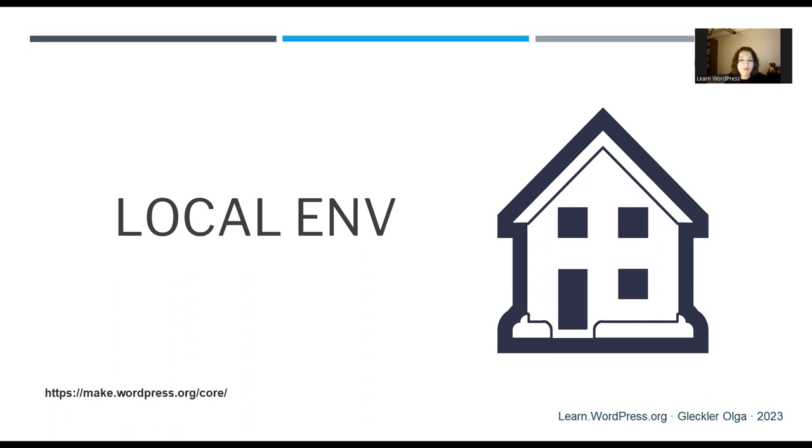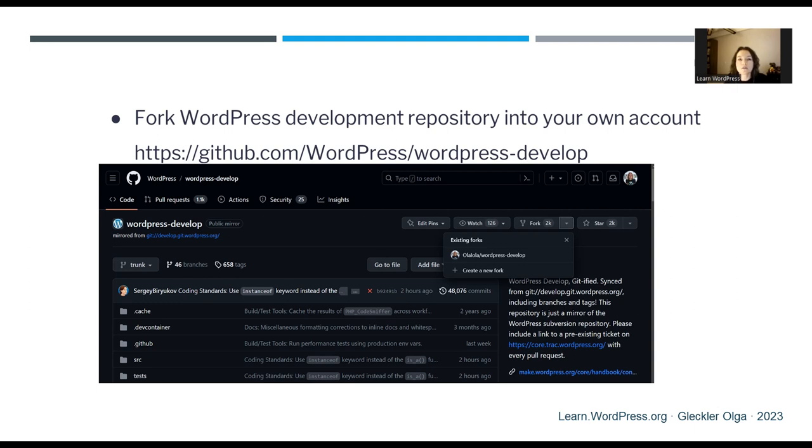And let's talk a bit about the local environment. I believe we will have another session purely about actually developing a patch, but right now I just want to have a quick peek. First of all, you need to fork the WordPress development repository into your own account. So you have WordPress develop and you can fork it. As you see, there are 2,000 forks already, and you can make your own. Yeah, it's a bit of a disadvantage if your Git repository is already full of stuff. You need to clear space for this one, but it's worth doing.